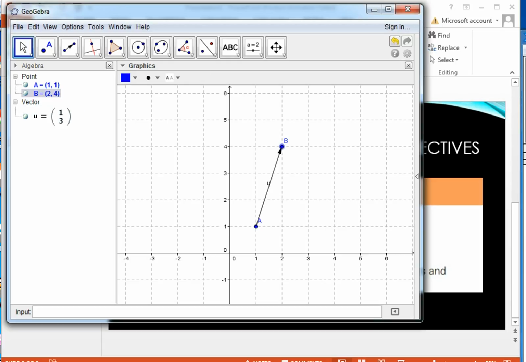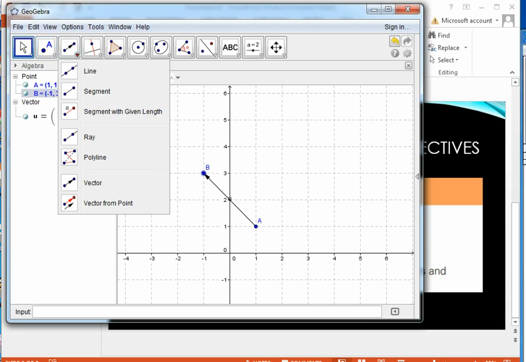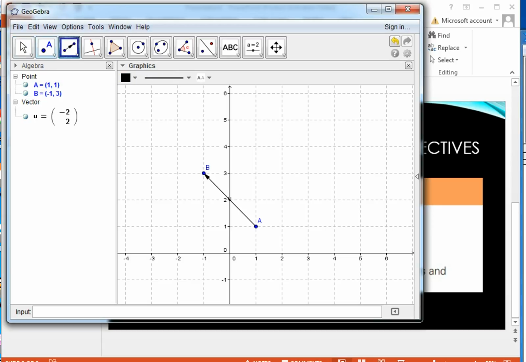Alright? If, for example, I change it like this, as you can see, the vector now means (-2, 2). What it means is 2 units going to your left and 2 units going up. So that is what we mean by (-2, 2).